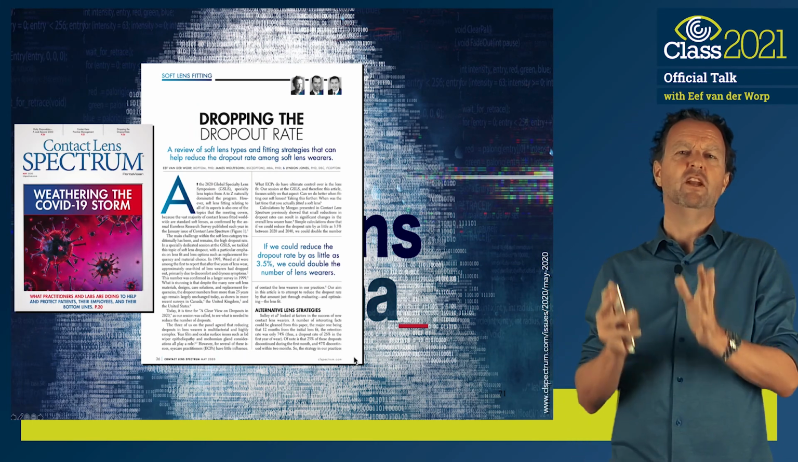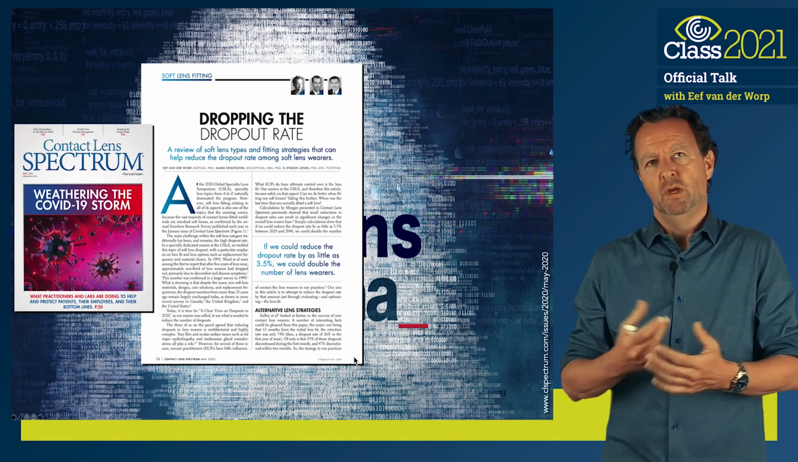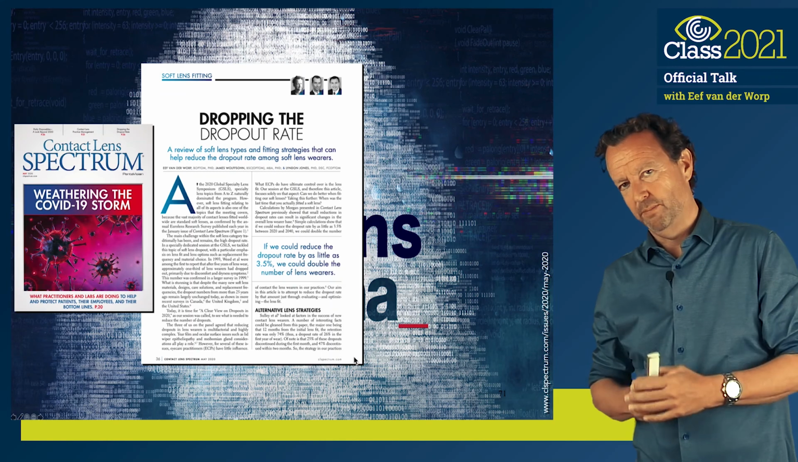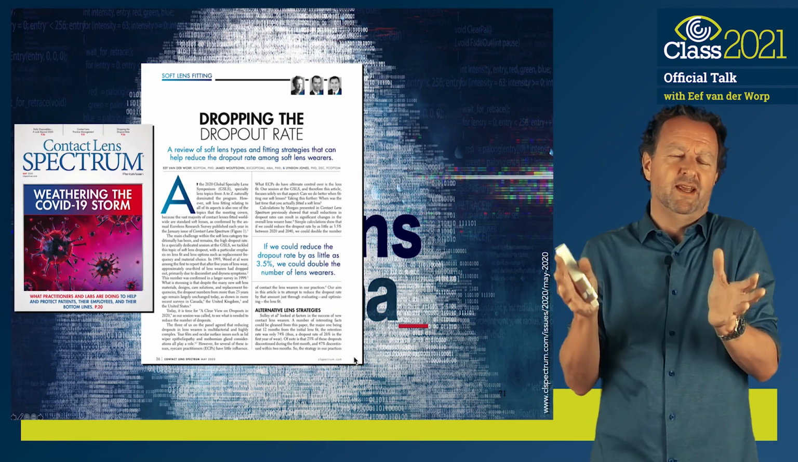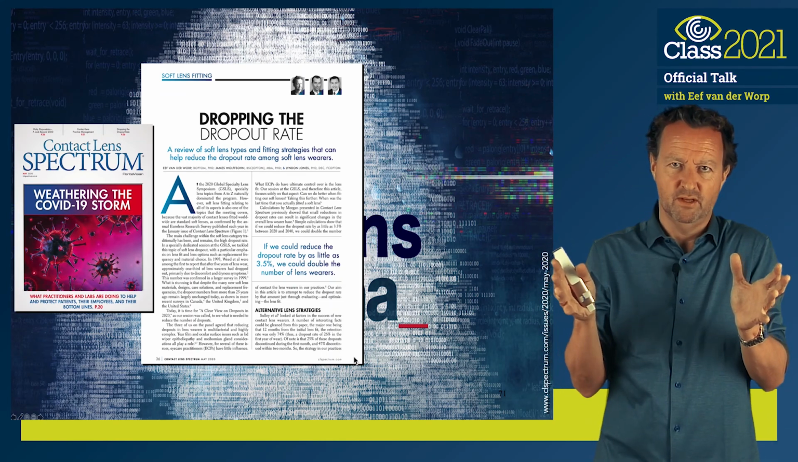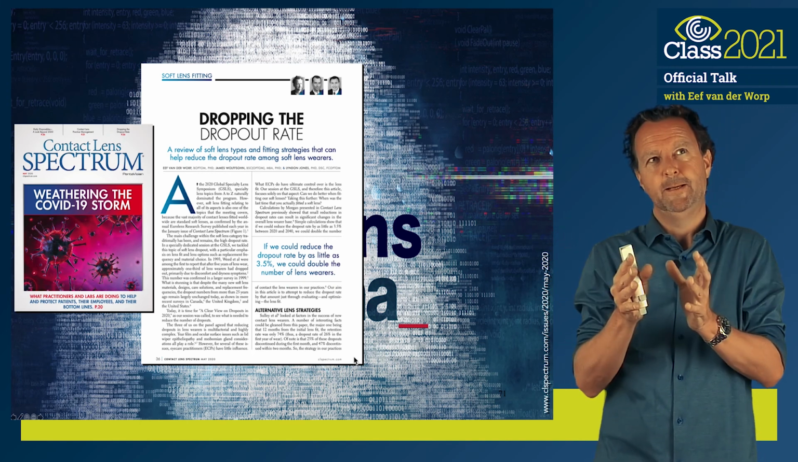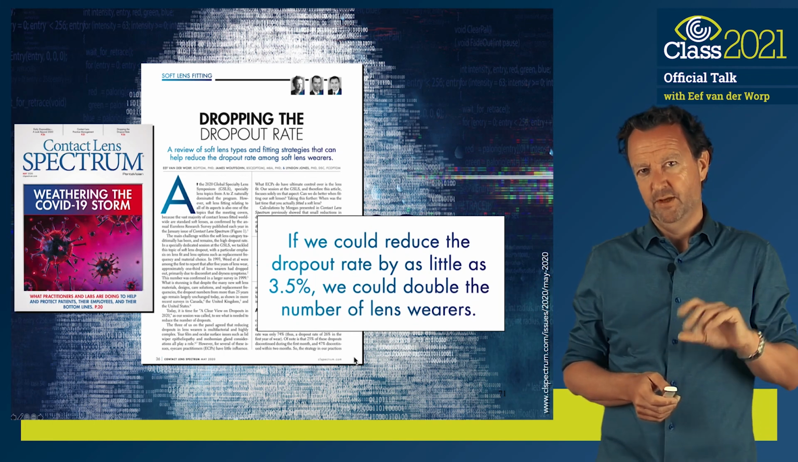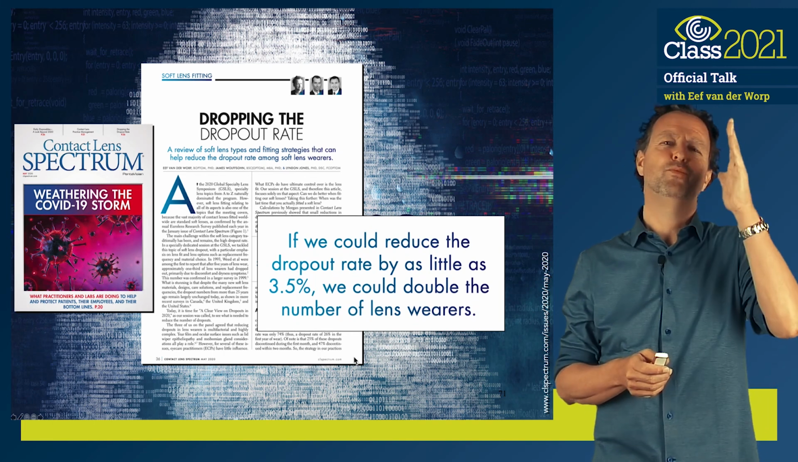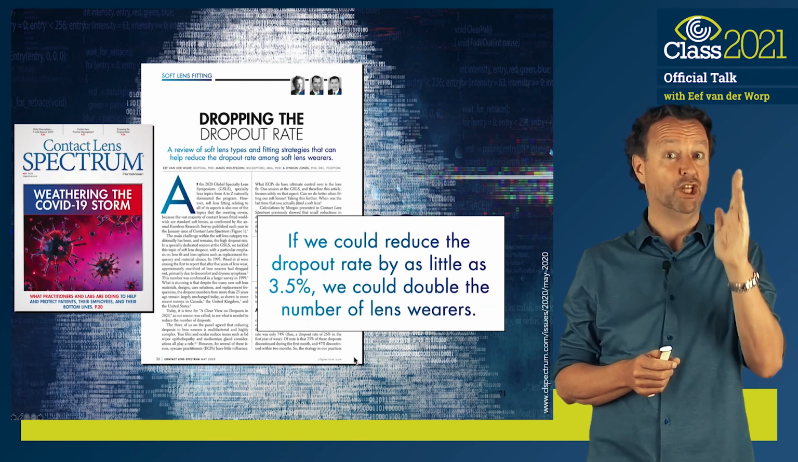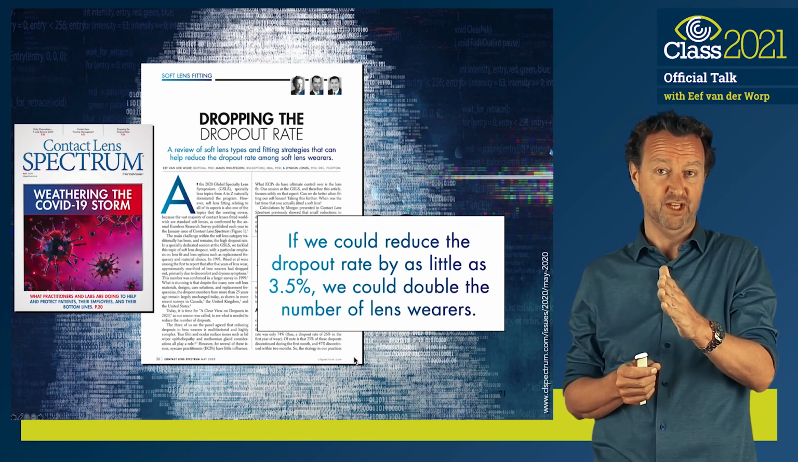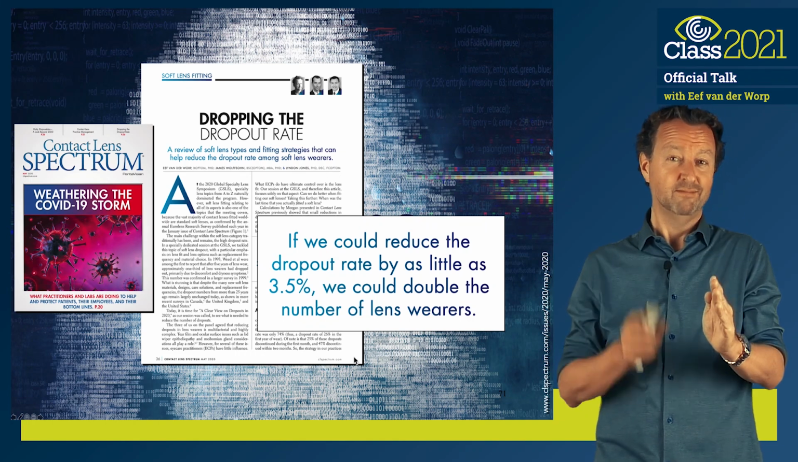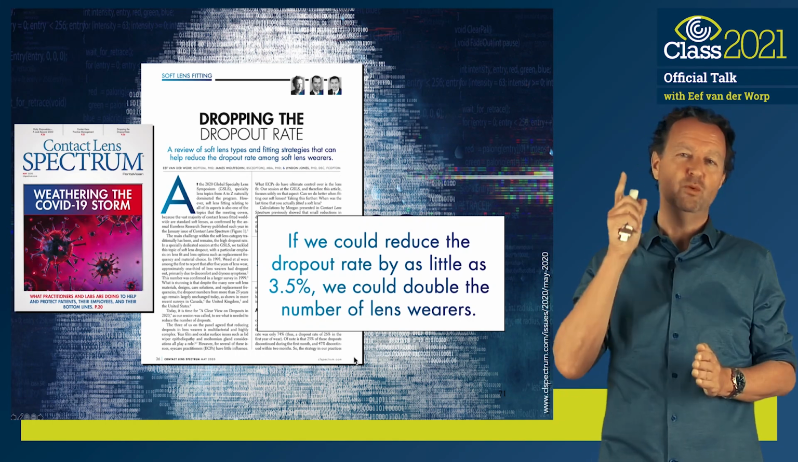As a very final slide, we looked at dropout rates, and there's a lot of talk about dropouts, and I don't want to get into that too much at the end of this long presentation with a lot of information. But one more number I want to show you, and that's the number 3.5%. Philip Morgan has predicted that if we can reduce the dropout rate on a yearly basis by 3 to 4%, we can double the amount of lens wearers between now and 2040.